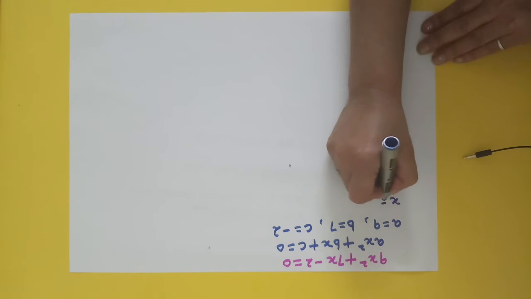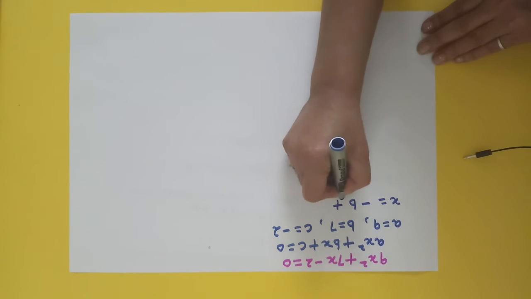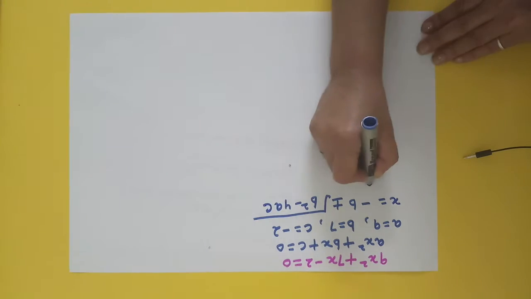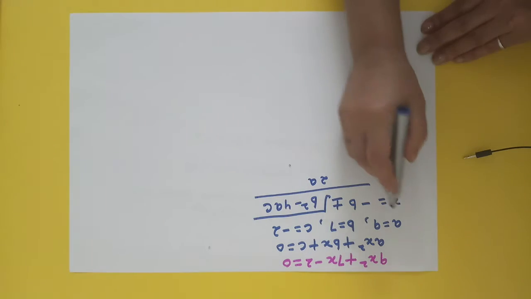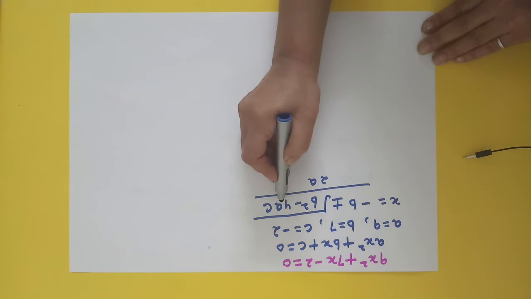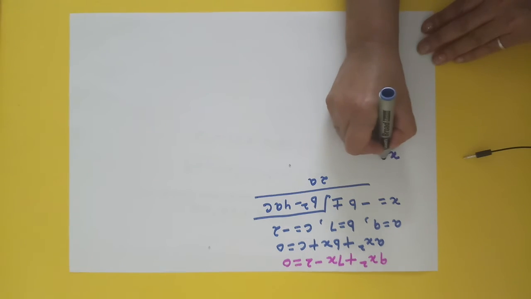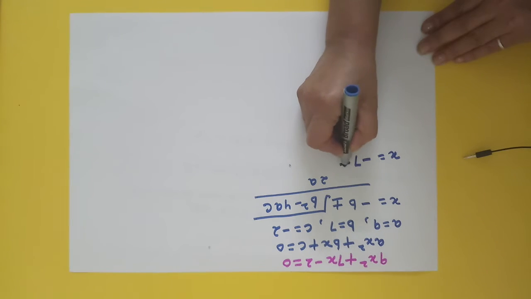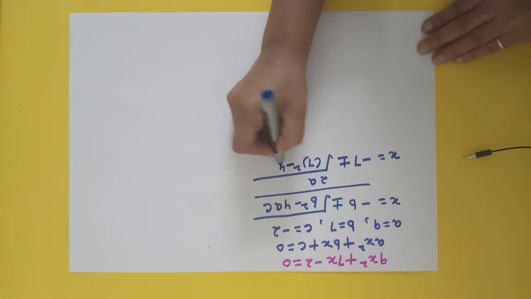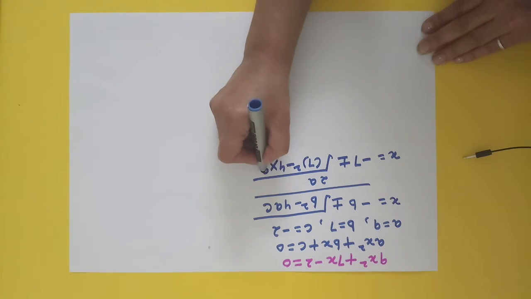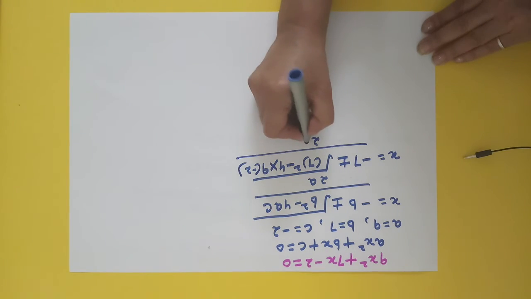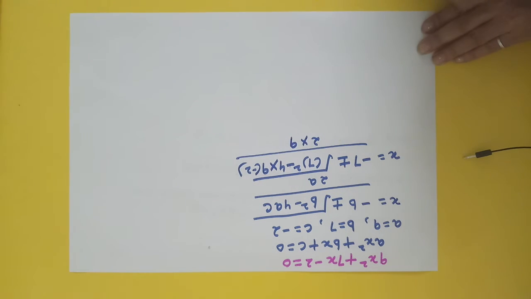So let me write the formula: x = (−b ± √(b² − 4ac)) / 2a. Now, if I have identified these values correctly, it will become very easy for me to substitute the values here. So x = (−7 ± √(7² − 4 × 9 × (−2))) / (2 × 9).